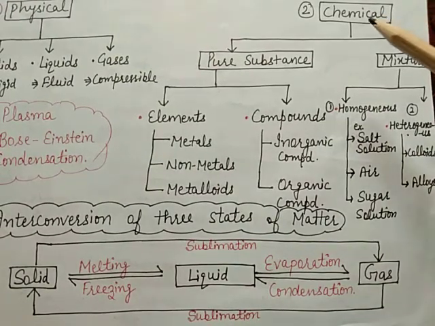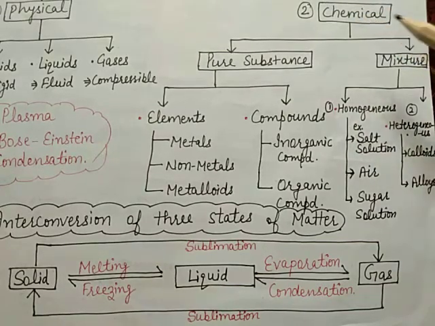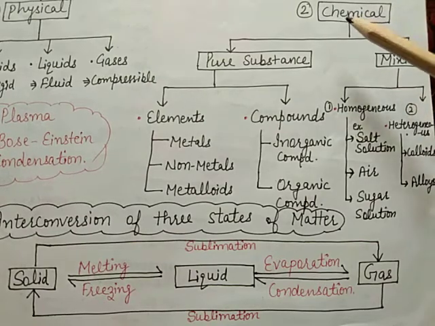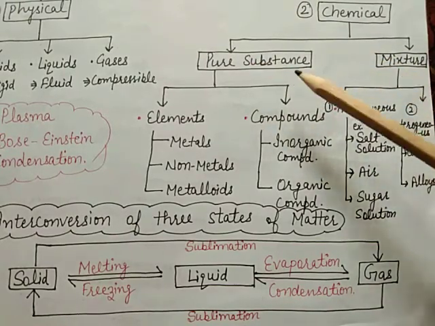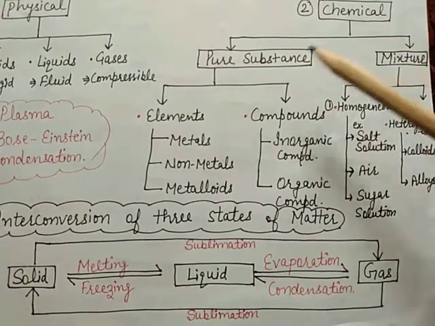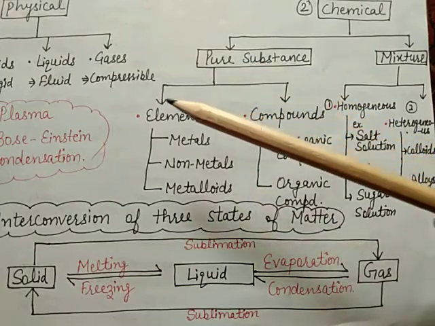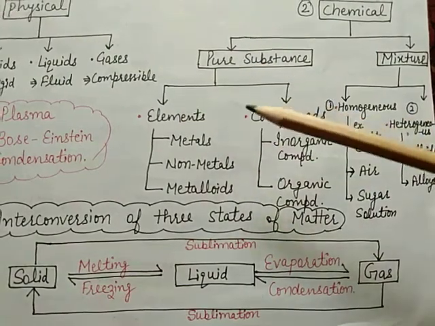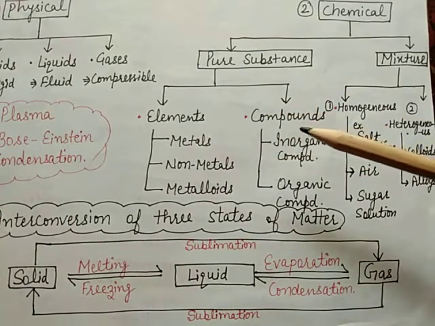Today we will discuss the classification of matter on the basis of chemical composition. On the basis of chemical composition, matter is classified into two types: pure substance, second is mixture. Pure substance may be elements and compound.